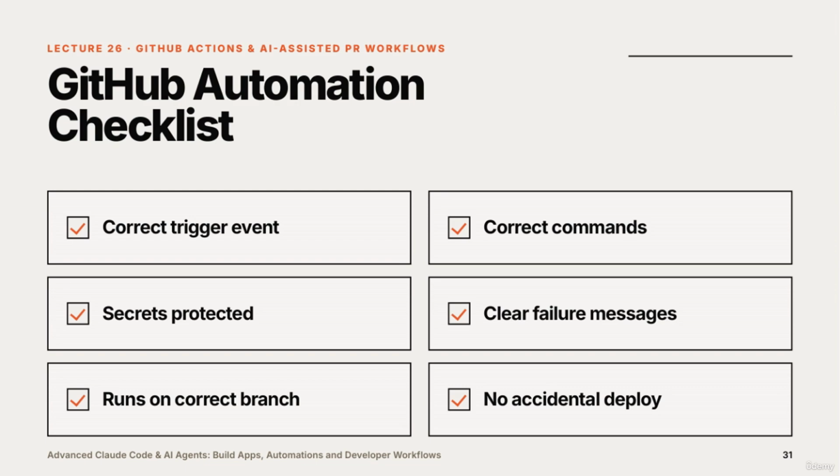Running workflows on the correct branch ensures that changes are tested or deployed in the right environment, preventing confusion or conflicts. Lastly, avoiding accidental deployment is fundamental to safeguard your production environment from unintended changes. Keeping these points in mind helps build robust, reliable automations that streamline your development process while maintaining security and clarity.